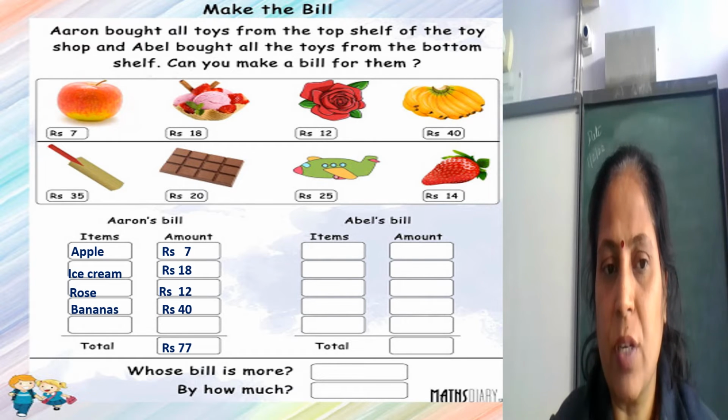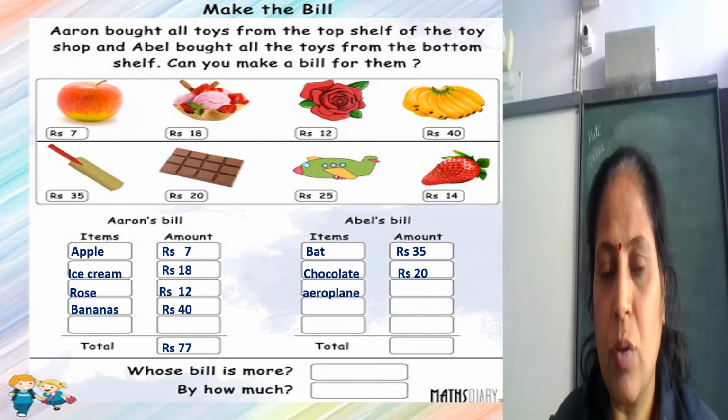Then Abel's bill, children. So he purchased a bat whose cost is rupees 35. Then he purchased a chocolate whose cost is rupees 20. Then an aeroplane toy whose cost is 25 rupees. Then a strawberry whose cost is rupees 14. When you will add all the items, you will get rupees 94.